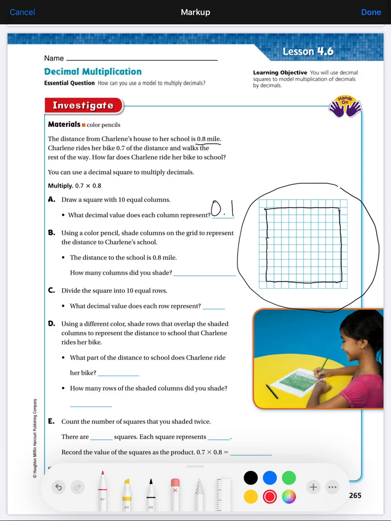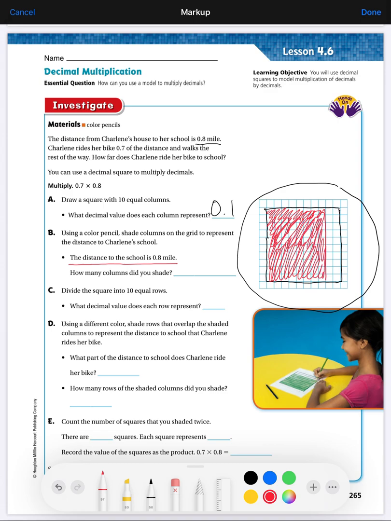Okay, so it says, use a colored pencil, shade columns on the grid to represent the distance to Charlene's school. Then it says the distance to the school is 0.8 miles. And we got that information from the story problem up top. So I'm going to shade in 8 of these 10 columns. Okay, it doesn't have to be beautiful or perfect. Just going to shade them in kind of roughly, okay? Shade those in.